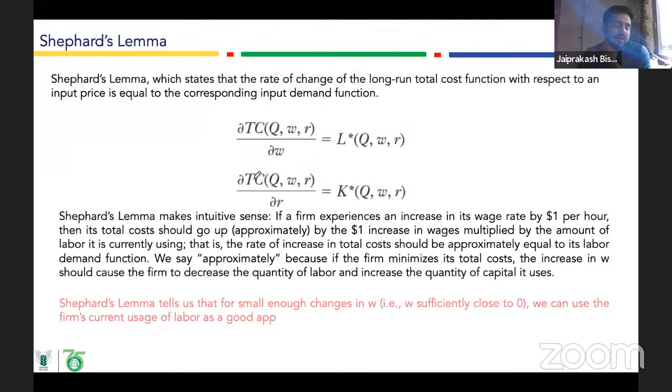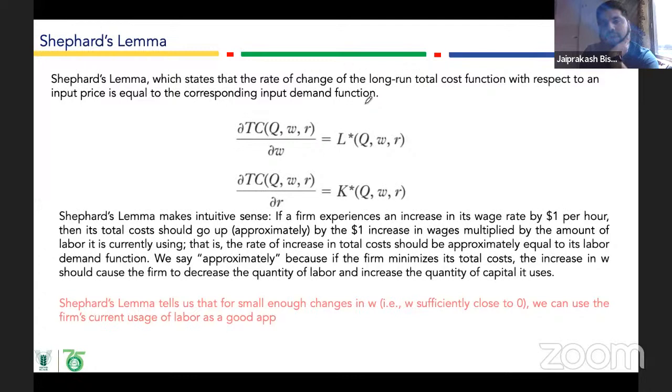For those who appear for mains, Shepherd's lemma is very important. Many times questions appear from Shepherd's lemma. So you should know what Shepherd's lemma is, its meaning exactly. Shepherd's lemma states that the rate of change of the long run cost function with respect to input price is equal to the corresponding input demand function.